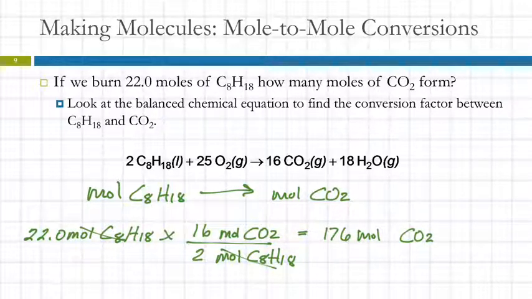So for significant figures, these coefficients in the balanced chemical equation are exact numbers because they come from the interactions of individual particles. Like counting 7 pennies has no uncertainty. There is no uncertainty. 2 molecules of this produce exactly 16 molecules of that. So 2 moles produce exactly 16 moles. So we just ignore those when we talk about significant figures.